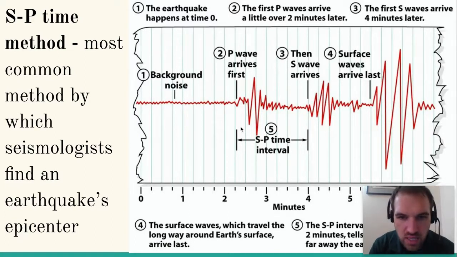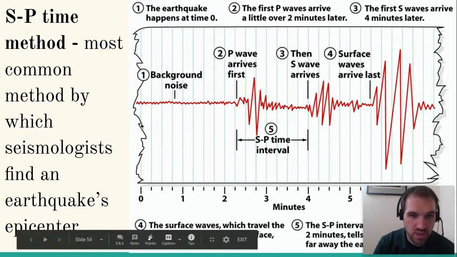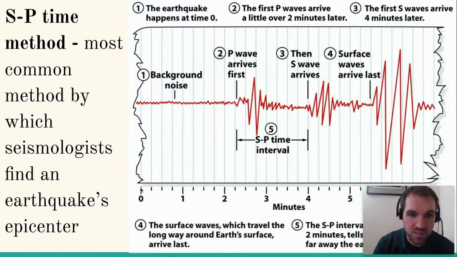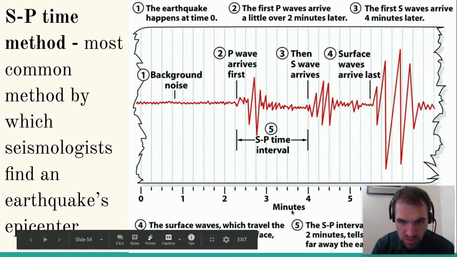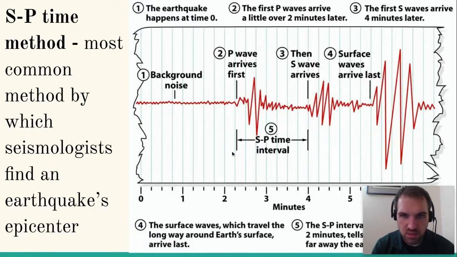Now right here, the earthquake actually happens. But we don't know about it because it takes time for it to reach us. So it's not until right here, about 2 minutes in, because this is minutes on the x-axis, 2 minutes and 20 seconds, I believe, is when the first earthquake arrives, or at least the first P wave arrives. That's when we first notice it. So right here, this is where we mark the P wave.